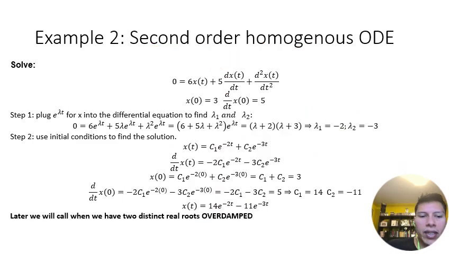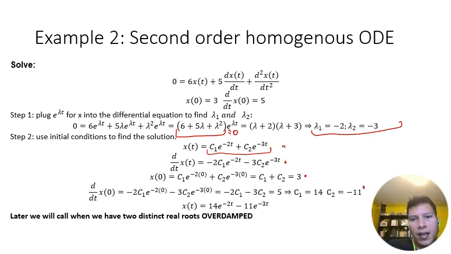Okay, so just to recap, we found the characteristic equation. We determined what the lambdas were. We found our homogeneous solution. We took its derivative, and then we plugged that into our initial conditions in order to get two equations. So we got this equation and this equation.